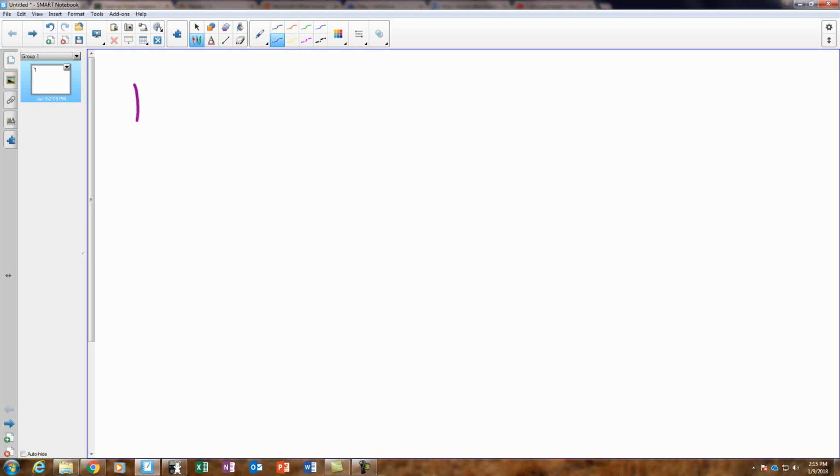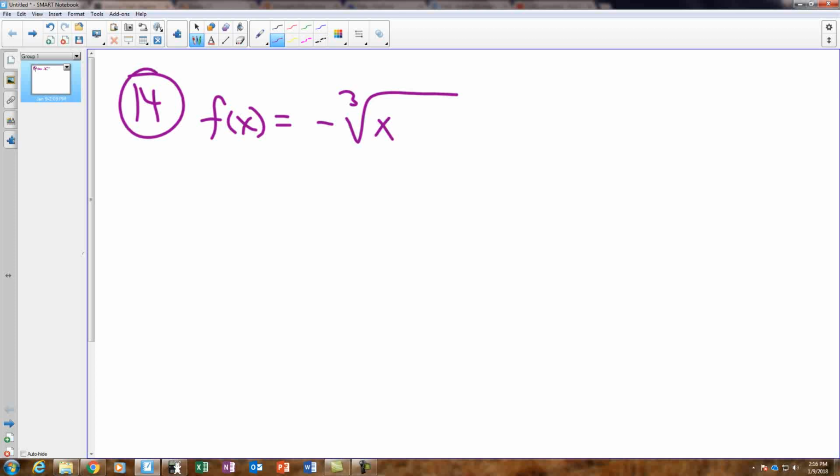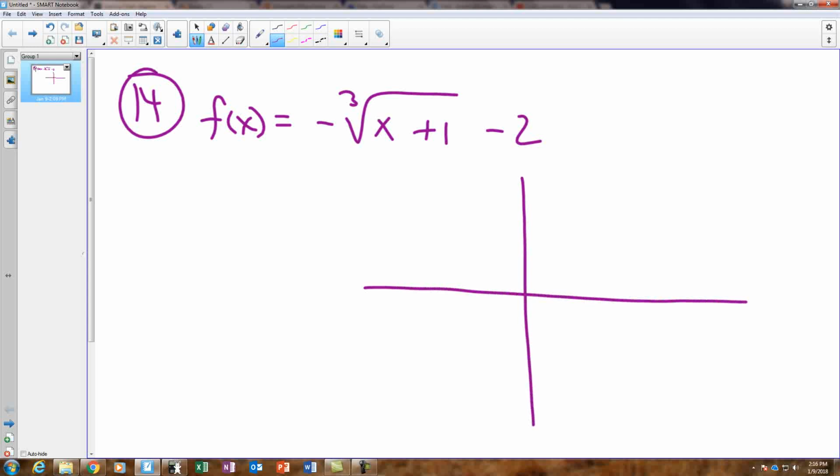Okay, so we need to start with question number 14 here. And we have f of x equals negative cube root of x plus 1 minus 2. And we're asked to find the domain and range and graph this. Okay? And so if I tried to graph it right now, I don't have a lot of x's and y's.